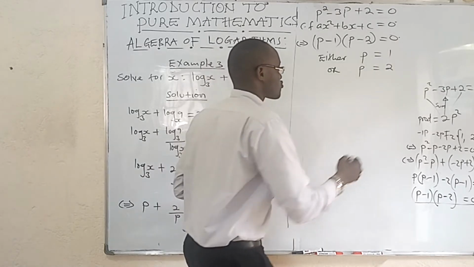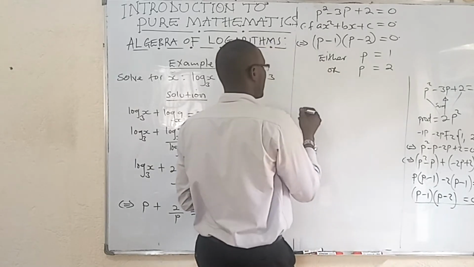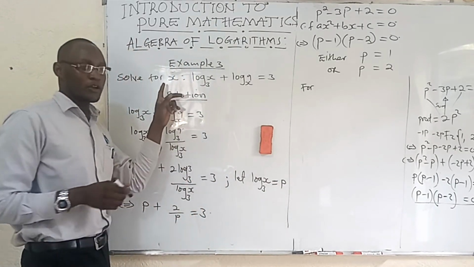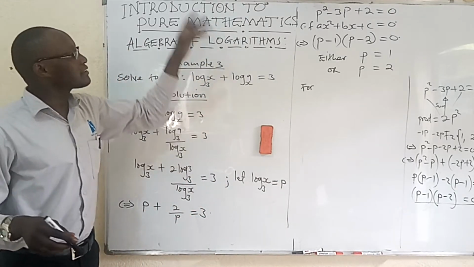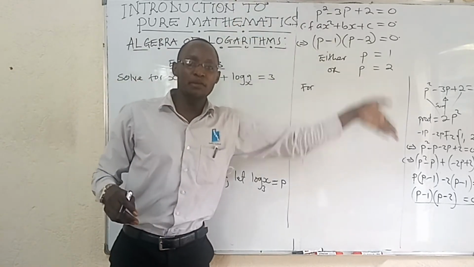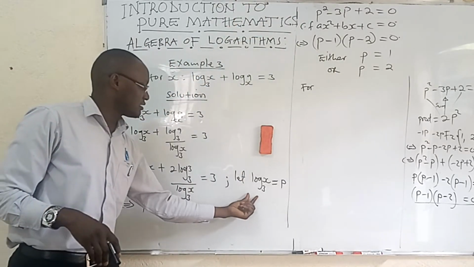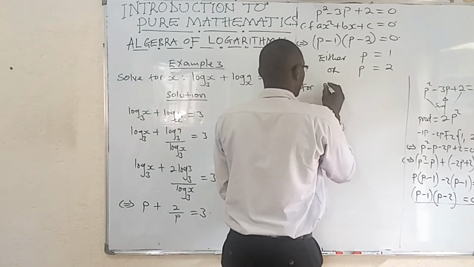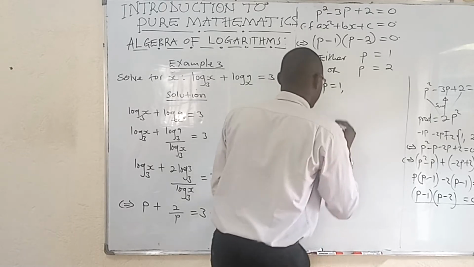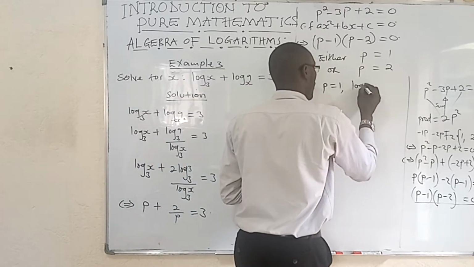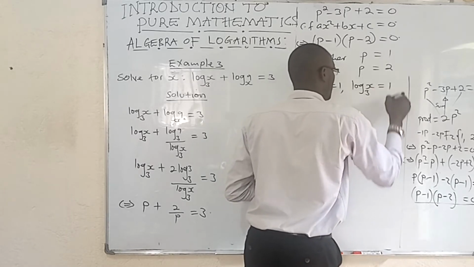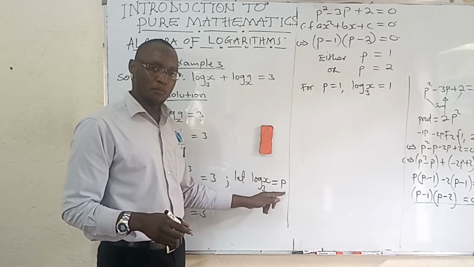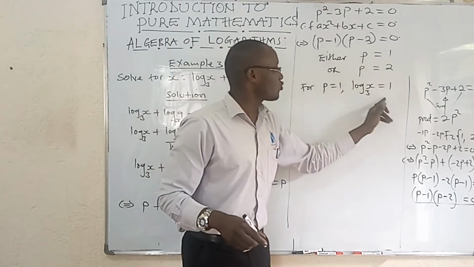Okay? So if that is true, then we are going to say, Mr. Examiner, sir, because what was asked in the question was solving for x. The examiner has no knowledge about your p. It's you who let log base 3 of x equal p. So for p is equal to 1, Mr. Examiner, sir, we are going to see that log base 3 of x is going to be equivalent to 1, because you said log base 3 of x is supposed to be p, and the first value of p is 1.